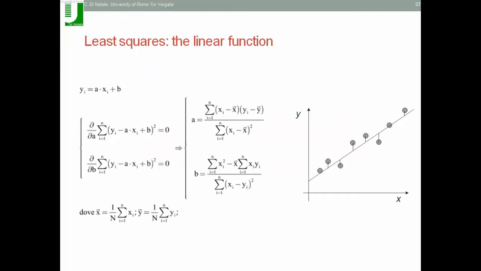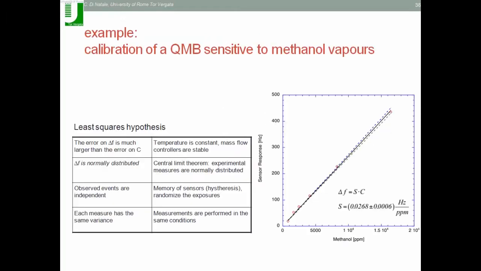And we know, everybody knows, that with the linear function we can solve the least squares, and we have the possibility to measure the two parameters of a linear relationship, for instance. And this is, for instance, the case of a sensor sensitive to one concentration. Are the hypotheses valid here? So the error on the sensor response is much larger than the error on concentration.